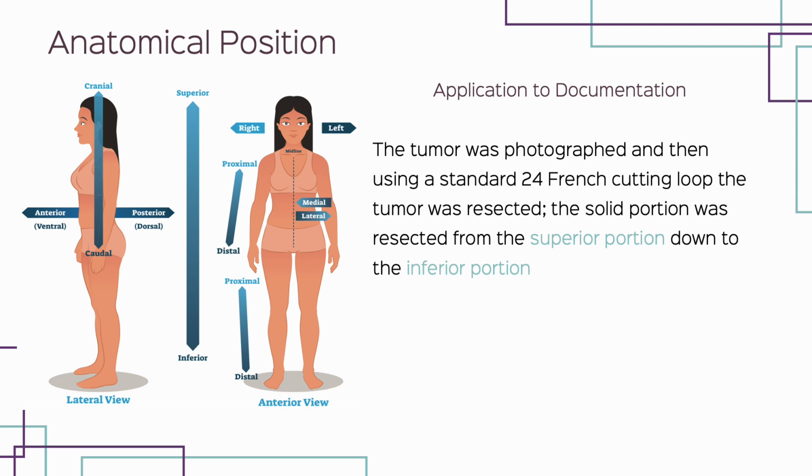In this medical documentation, it states that the resection was from the superior portion, which is towards the head, down to the inferior portion, which is towards the feet. Understanding directional terms will help when interpreting medical record documentation.